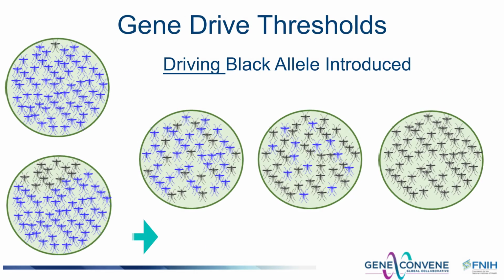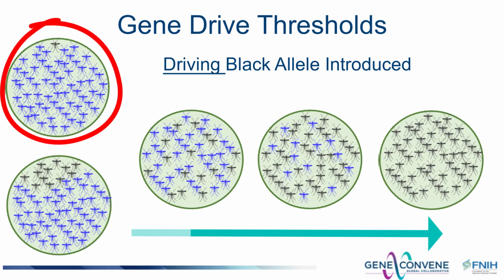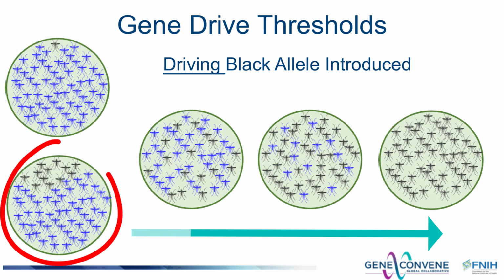There will also be characteristics of drive systems that determine how many or few drive-containing organisms need to be introduced for it to successfully spread through a population. This is referred to as the drive threshold, and depending on the specific system and how it was designed, the threshold may be very low, requiring just a few drive-containing organisms to initiate the process, or high, requiring many drive-containing organisms.